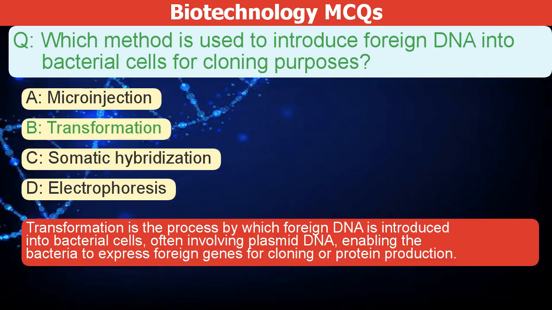The correct answer is B. Transformation is the process by which foreign DNA is introduced into bacterial cells, often involving plasmid DNA, enabling the bacteria to express foreign genes for cloning or protein production.